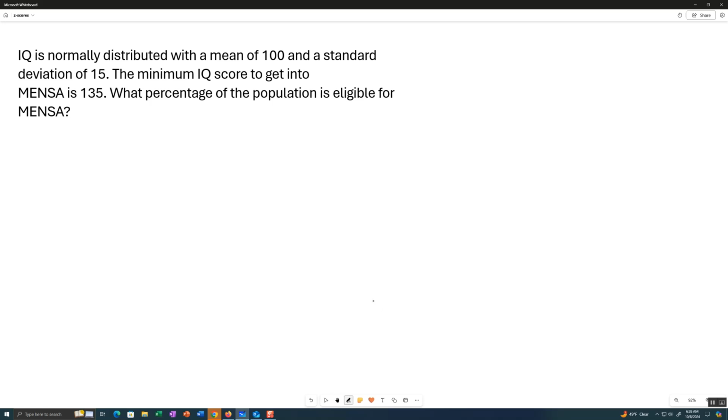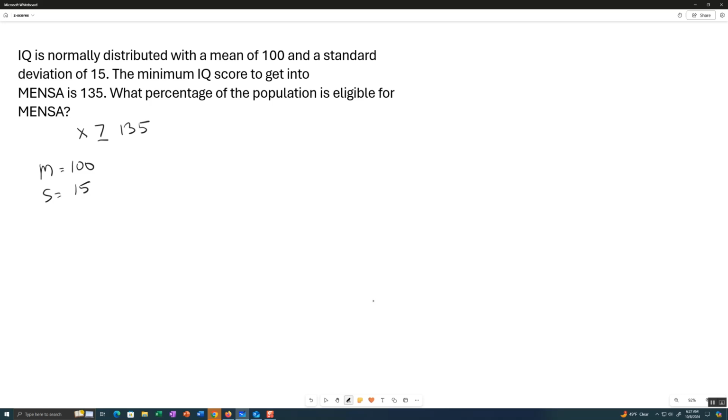So let's find what percentage of the population is eligible for Mensa. That's what we want. What we're really asking here is we want all values of X greater than or equal to 135. Right? That's what we're looking for, because we want people with 135 or higher. So with IQ, we have a mean of 100, and the standard deviation is 15. And we want everything greater than 135.